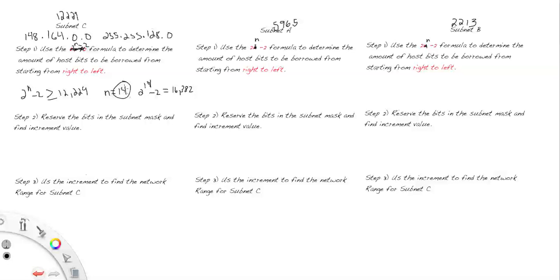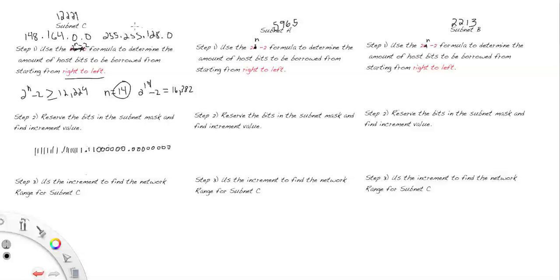So n equals 14. Reserve the bits in the subnet mask and find the increment value. So from right to left, we're going to borrow 14 host bits. 1, 2, 3, 4, 5, 6, 7, 8, 9, 10, 11, 12, 13, 14. And then the rest are going to be on. Great. So this is our new mask.